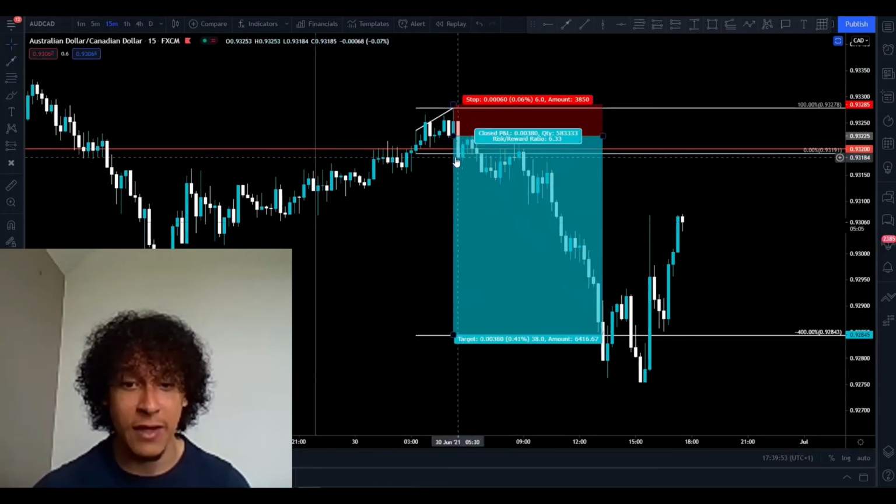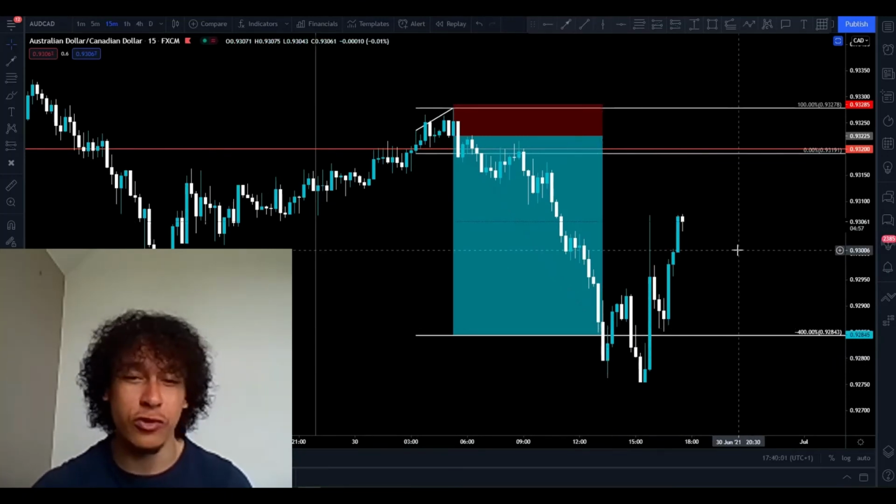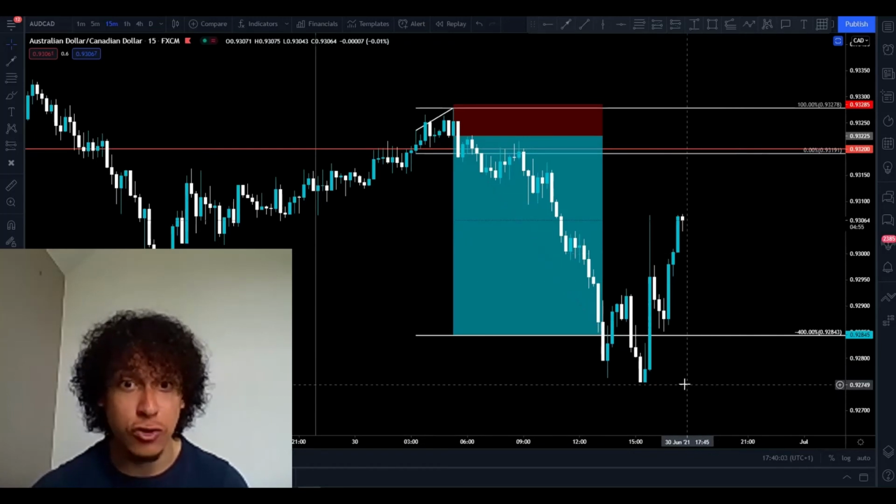The entry came at around 5 o'clock to 5:30 in the morning, and the exit came at about 1:15, just into the New York session. So it's a really good trade.